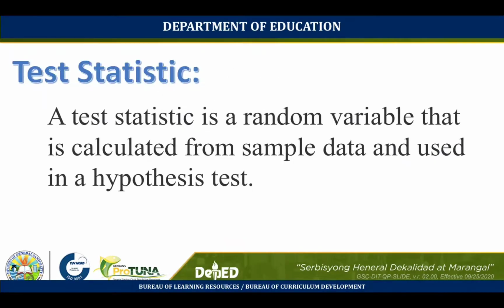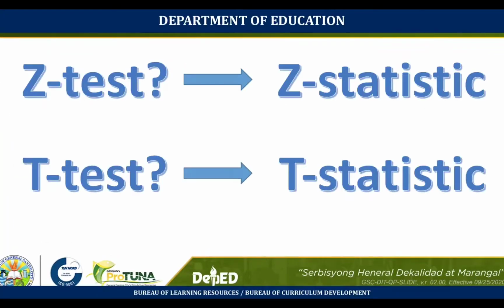T-statistic. A t-statistic is a random variable that is calculated from sample data and used in the hypothesis test. Z-test for z-statistic and t-test for t-statistic.